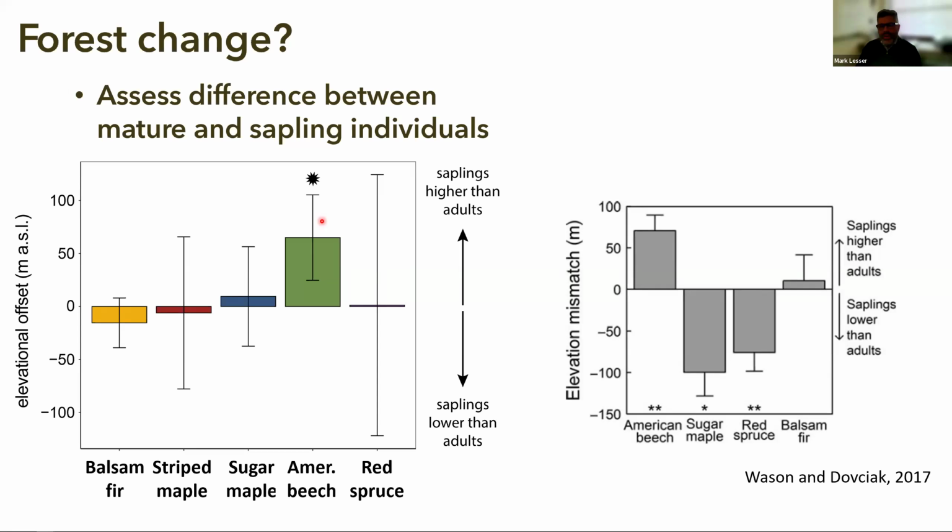He looked at 12 mountains across the Northeast, a couple of them in the Adirondacks, but also in Vermont, New Hampshire, and Maine. And he showed the exact same very clear upward response from American beech. He showed no significant response with balsam fir. He found a significant downward trend in both sugar maple and red spruce, which was contrary to what we found, where there was no clear directional trend.